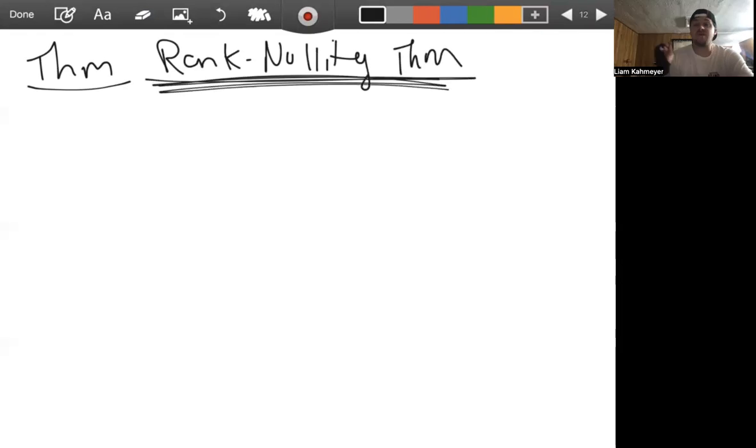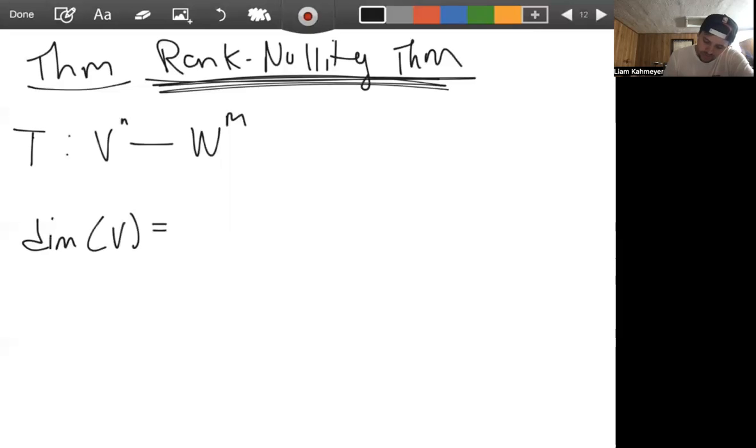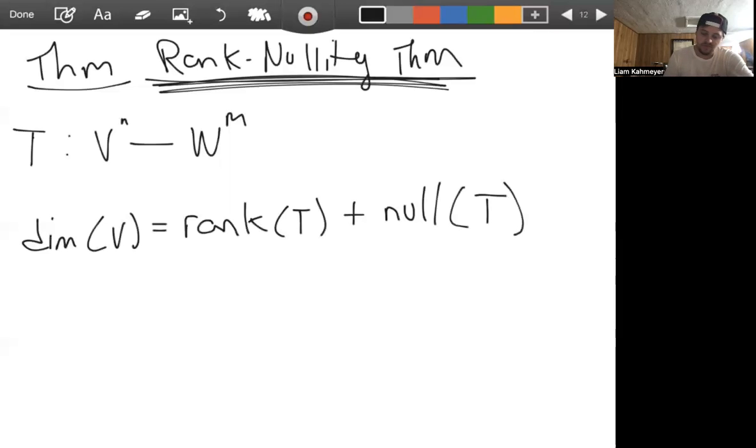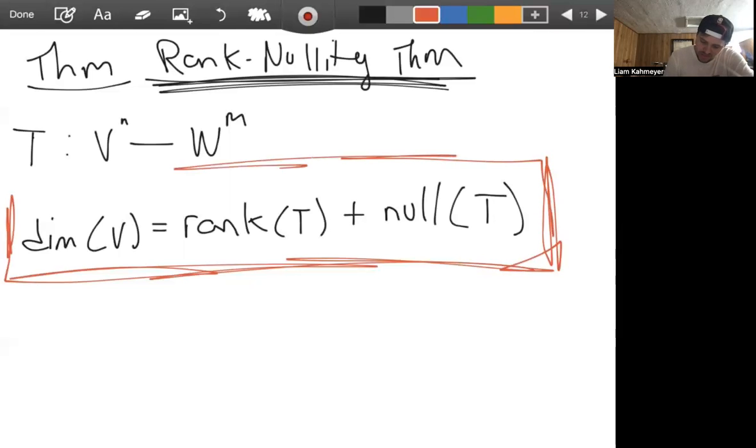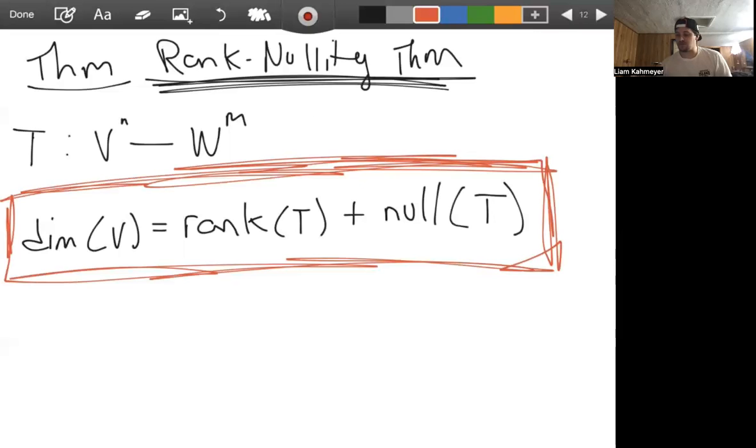Very important theorem. I would not be surprised if I just ask you to state this theorem on the final. I'm not saying I will, I'm not saying I won't, but it's important enough that it could happen. The theorem says that for a transformation T from V^n to W^m, the dimension of V is equal to the rank of T plus the nullity of T. Very, very important. I want to emphasize the importance of this theorem here.